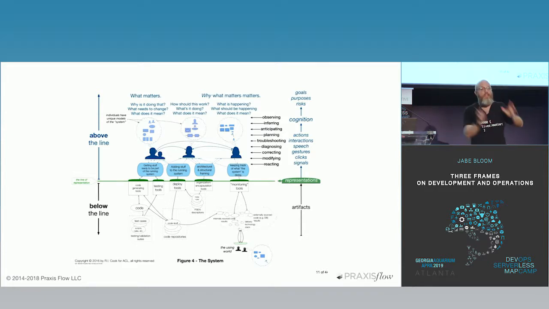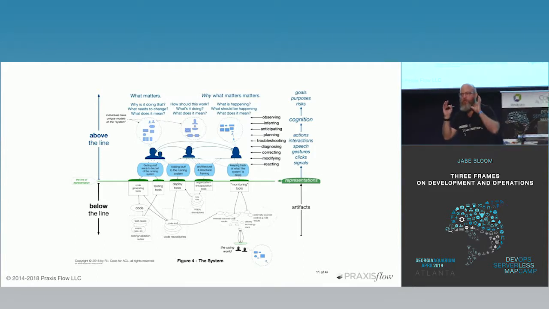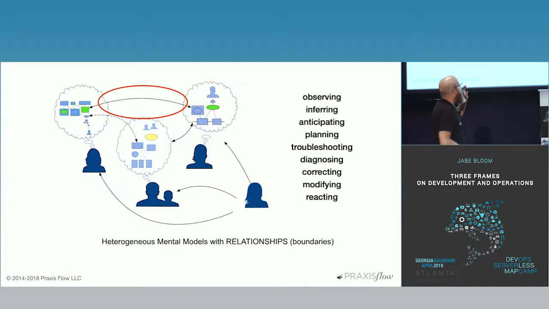They're looking at the same artifacts, right? So there's different frames. There's nothing wrong with having heterogeneous mental models, expectations of what's going to happen. The question is about how these things relate to each other. What are the relationships between the mental frames?